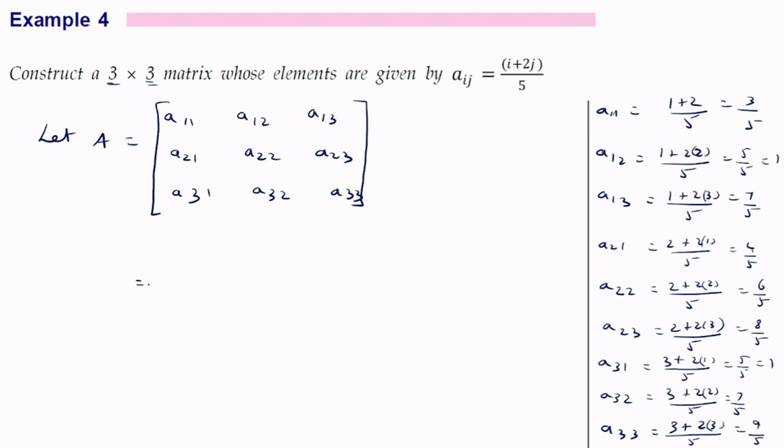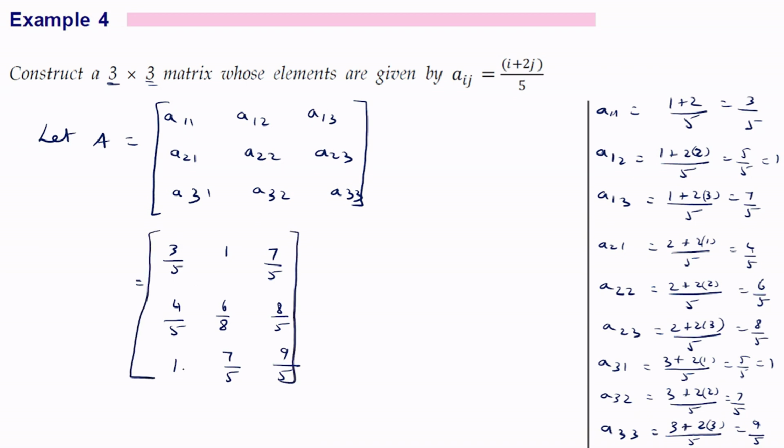So the required elements of this matrix are given by 3 by 5, 1, 7 by 5, 4 by 5, 6 by 5, 8 by 5, then 1, then 7 by 5 and 9 by 5. So this is the required matrix whose elements are given by Aij equal to (i plus 2j) by 5. Since it is a 3 by 3 matrix, we started with writing it in the general form with 3 rows and 3 columns.